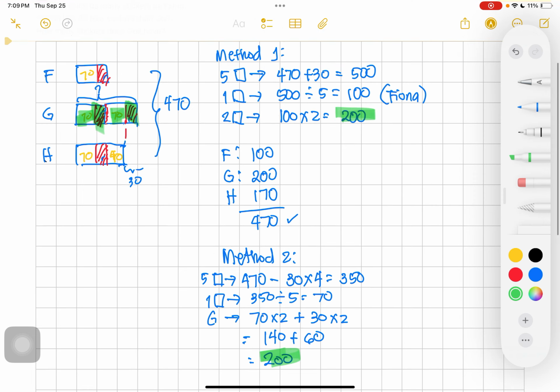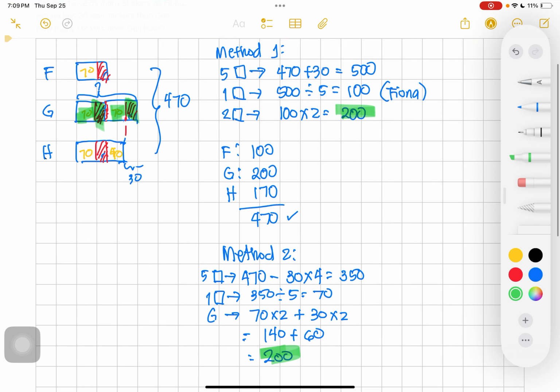So whichever method is easier for you, you can use that. Because it will still be the same answer, but in method 2, we have to be careful because we have to know how many extras we have to remove. It's not just 130, it is 4 30s.